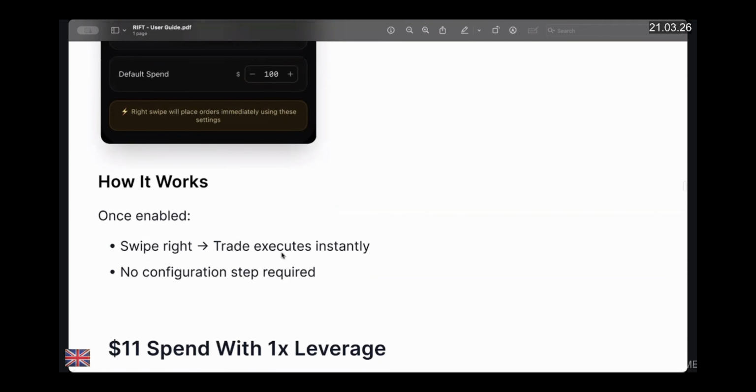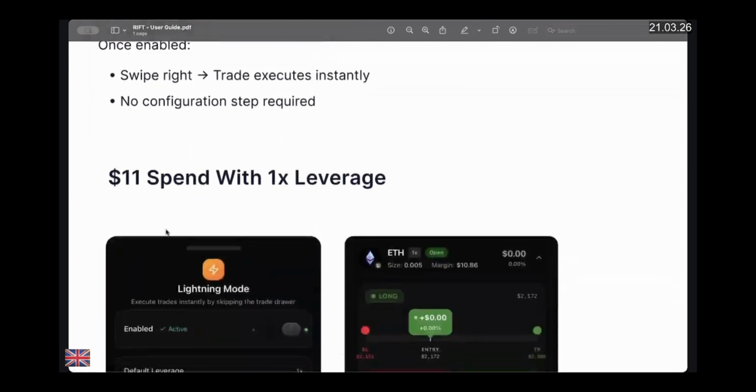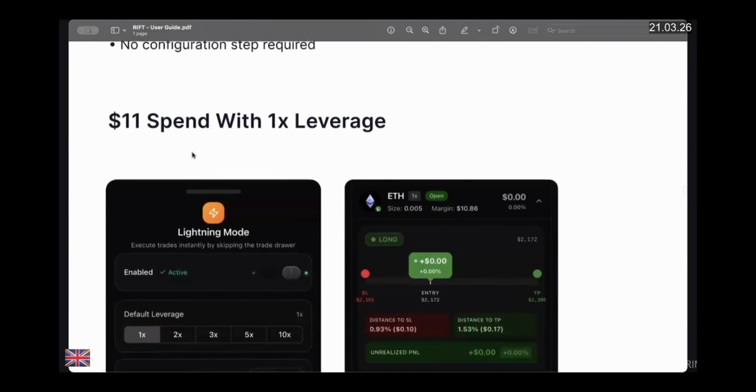So you swipe right and the trade executes instantly. There is no configuration step required when you are going with lightning mode on the trade section. Let's see how lightning mode and customization affect the trade and its profitability, when it comes to your spending, your opportunity card, what it brings to you, the distance to stop loss, the distance to take profit, and how it actually matters.